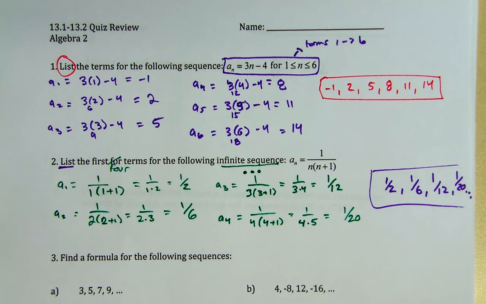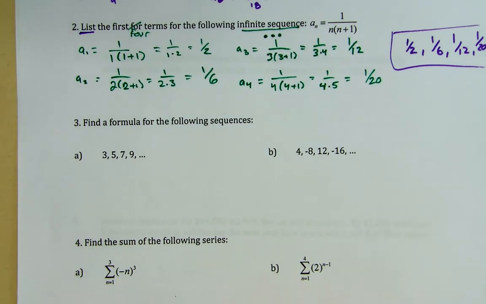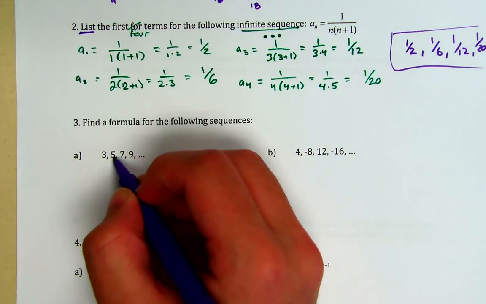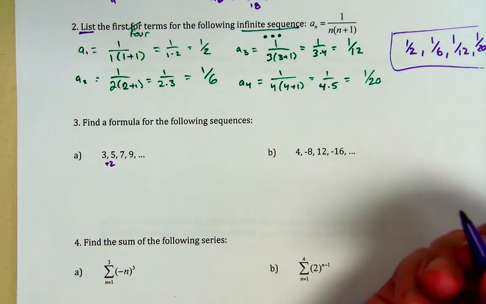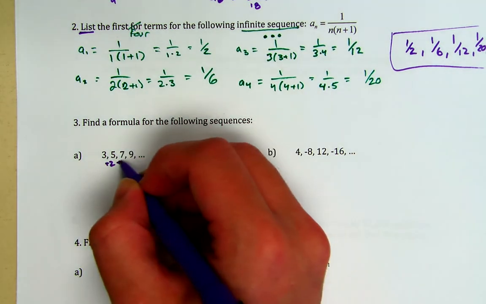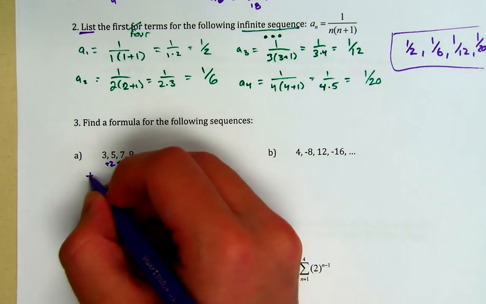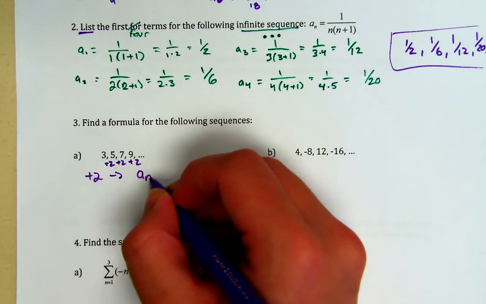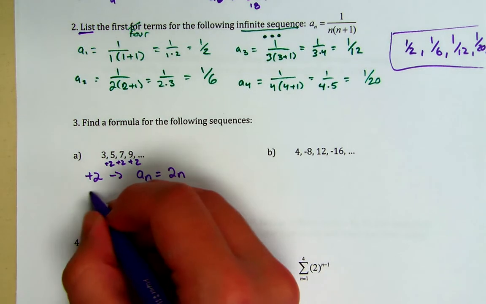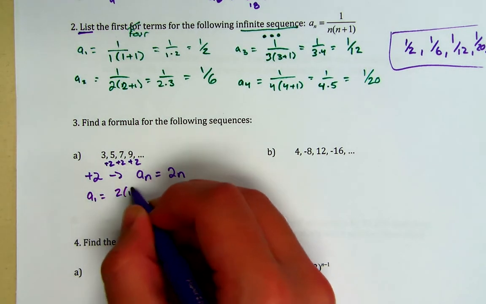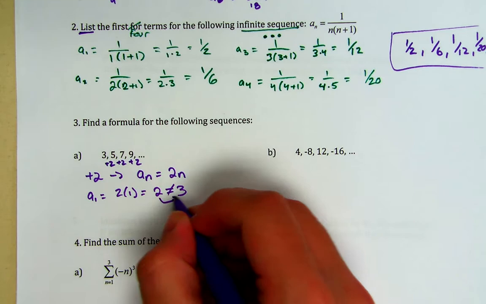Alright, finding the formula. So remember, this is where we need to think back. Typically I try to see, okay, can I multiply 3 by anything to get 5? No. Can I add anything? Well, if I add 2, let's try that again though. 5 plus 2 is 7. 7 plus 2, so I'm looking like I'm adding 2. So add 2 means that maybe I should use that sequence 2n. Well, let's try that. So A1 equals 2 times 1, which is 2, but that doesn't equal 3. How can I get from 2 to 3?